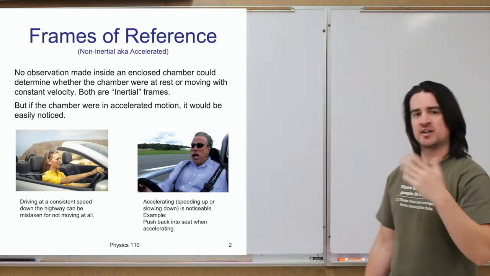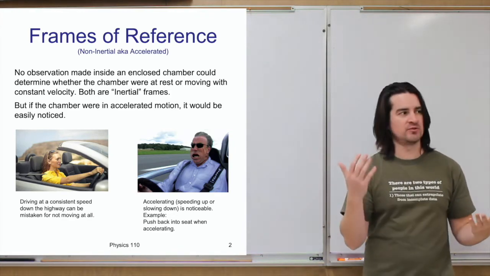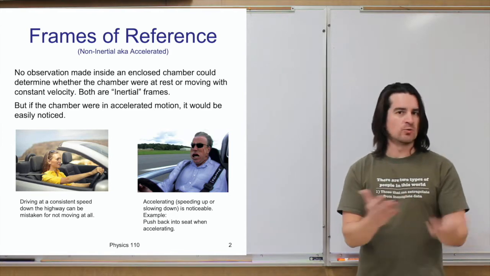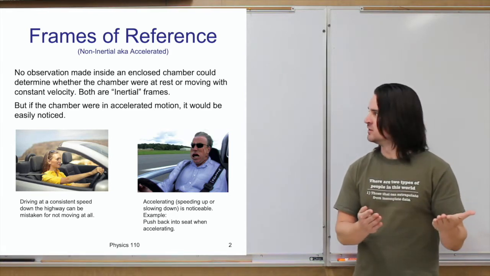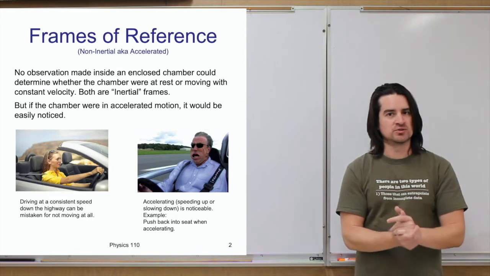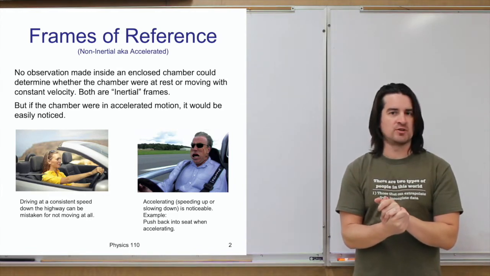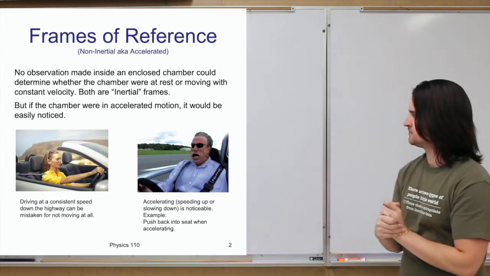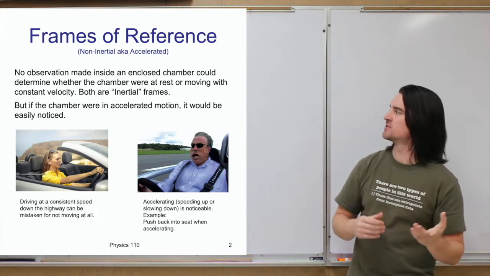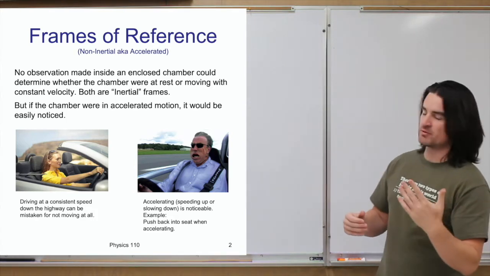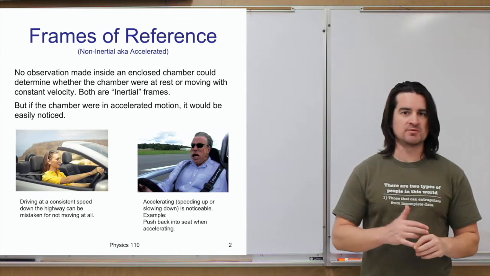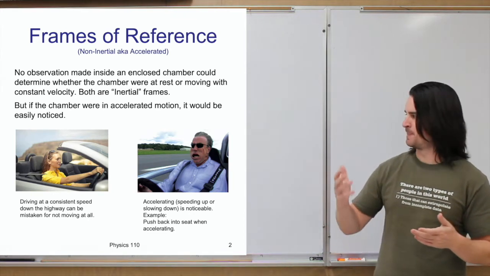So it turns out that in a rest frame or a frame moving at a constant rate, there's no real way to tell the difference, assuming you're in an enclosed frame. You can't really see outside of it. So those are both inertial frames. Now, like I said, we want to think about accelerated reference frames or non-inertial reference frames.